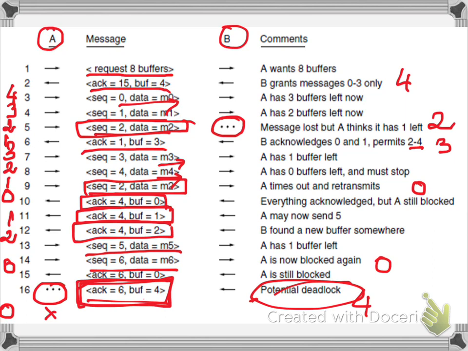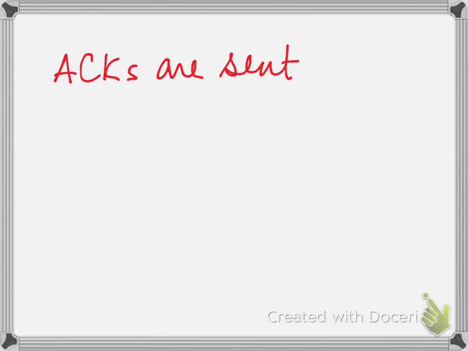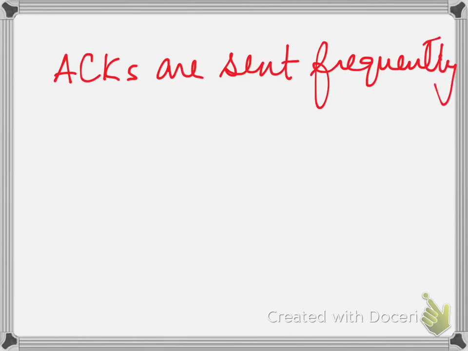That's why these acknowledgements with the advertised buffer size have to be sent from time to time by the receiver in order to avoid this kind of potential deadlock. So the system has to ensure that the acknowledgements are sent frequently. Why? To avoid potential deadlock.